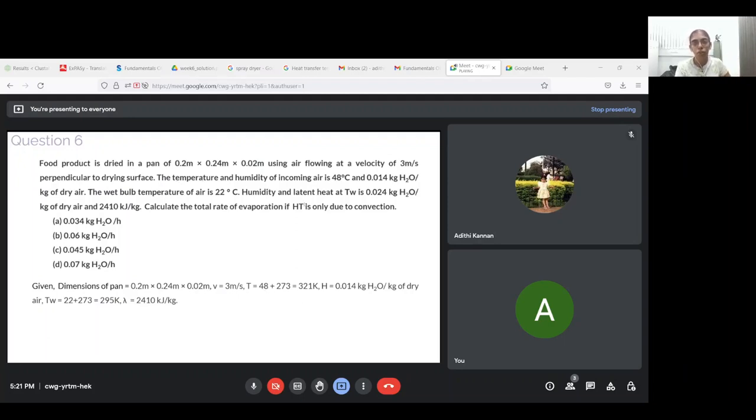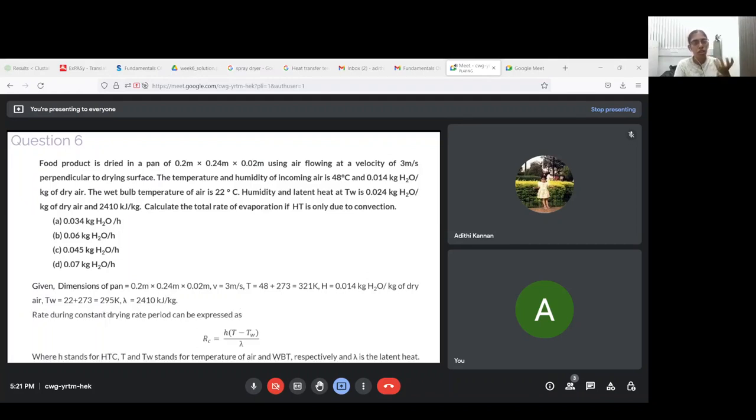So the temperature is given as 40 degrees Celsius. When converted into Kelvin, it comes out to be 321. And the humidity of the inlet air is given as 0.014. Your wet bulb temperature is given as 22 degrees Celsius, that is 295 Kelvin. And your latent heat is given as 2410 kJ per kg.